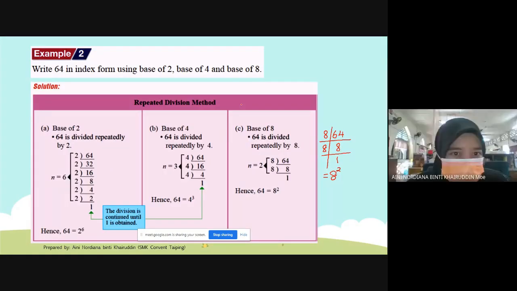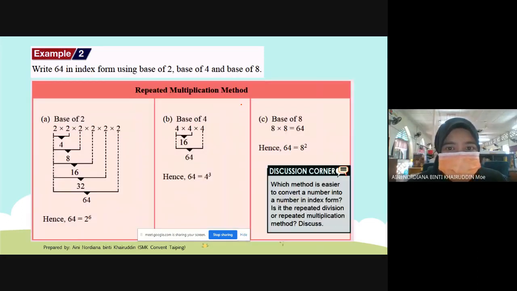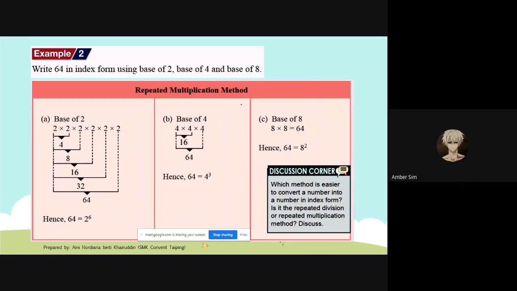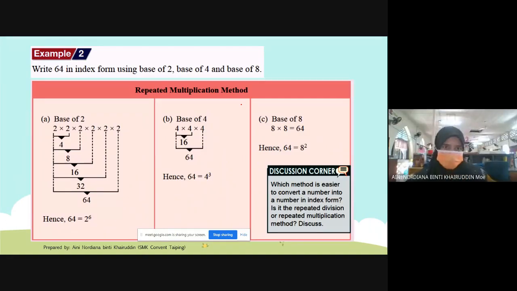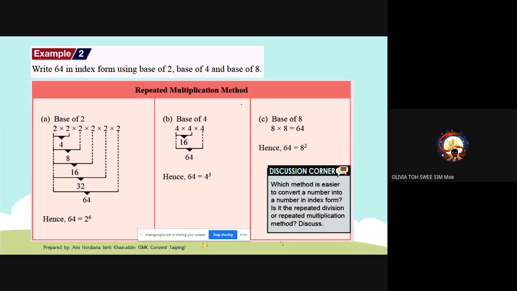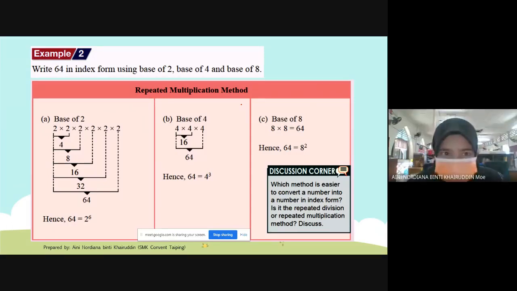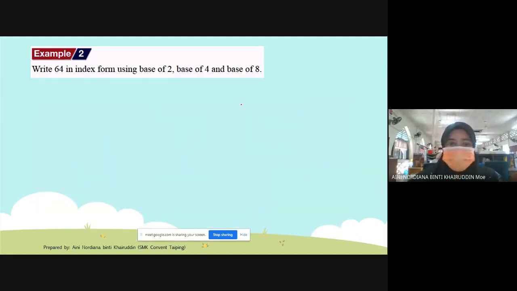Which one do you prefer? Repeated division method or repeated multiplication method? Division, teacher. Oh, you like division? Yes, teacher. Okay, thank you. It's okay. We have homework, so you can choose whether you want to use the repeated division method or the repeated multiplication method.